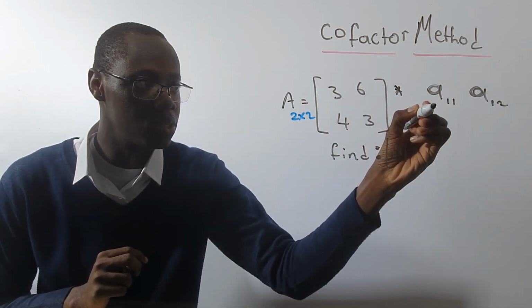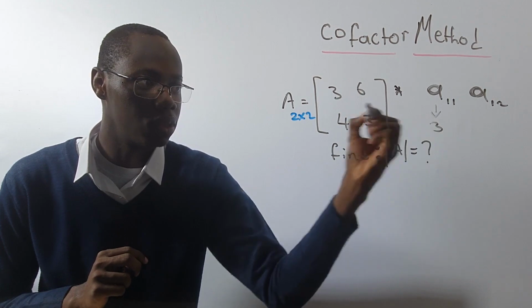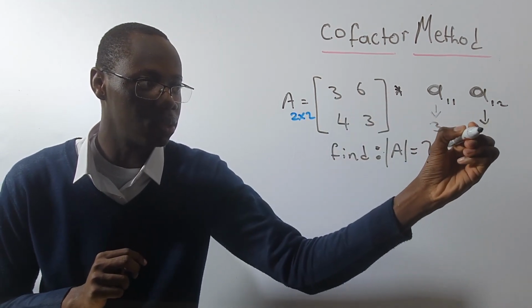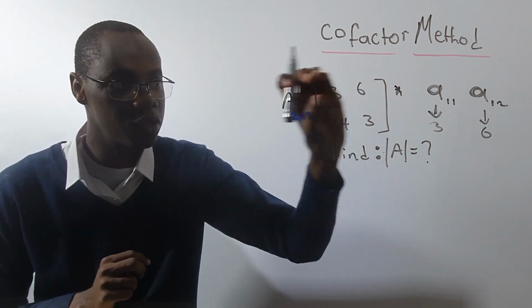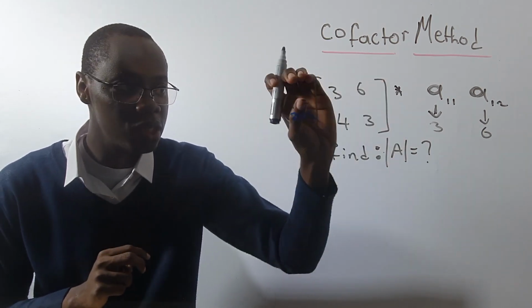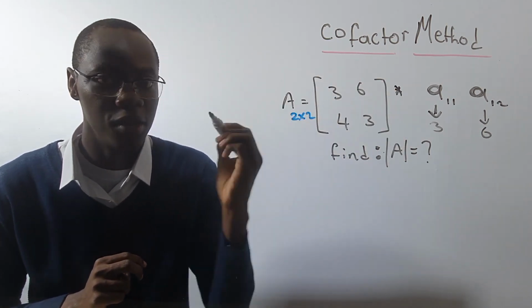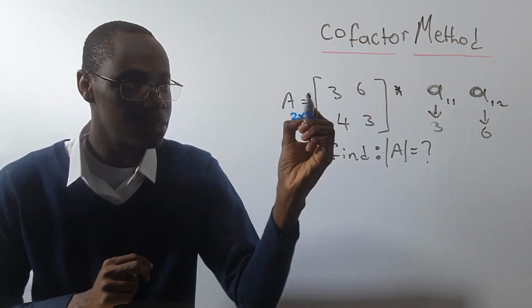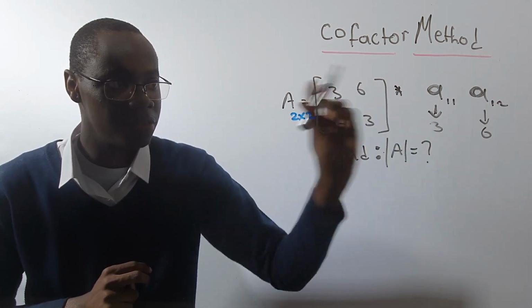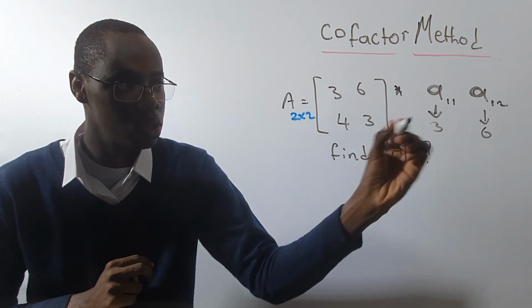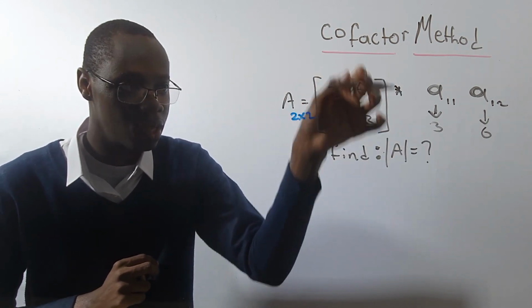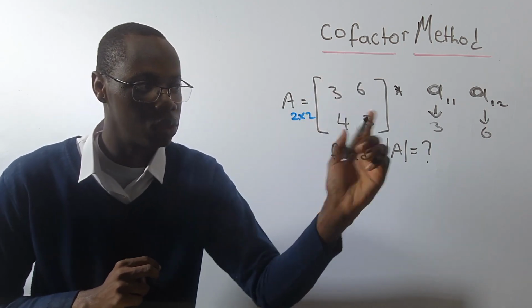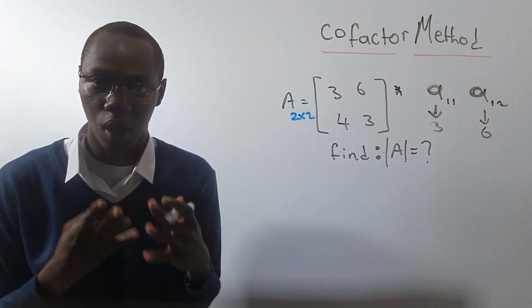Let me just put this here. This is 3, so you don't forget, and this is the 6 here. What I did was pick this first row, which I recommend. Always pick the first row and then name their elements 3 and 6 like this. A11, why? Because it's in the first row and the first column, so that is 3, and 6 is first row, second column, so that is the naming. Now we can proceed.